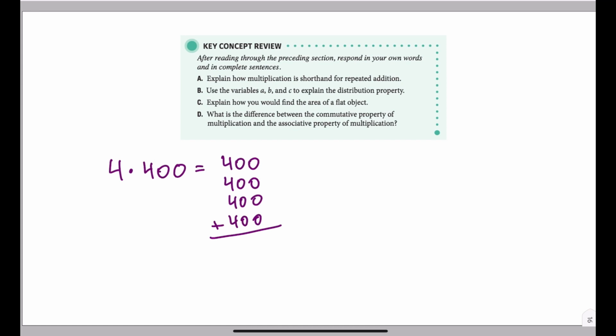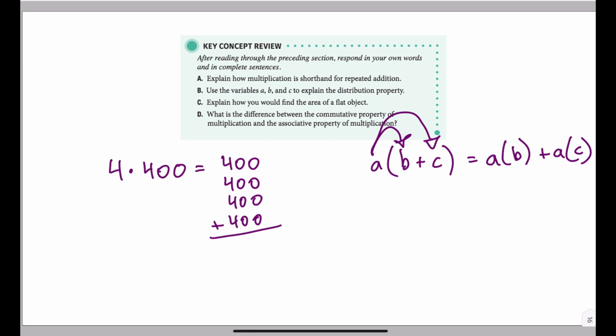Okay, use the variables a, b, and c to explain the distributive property. Well, it says if you have something and you're multiplying it by something else that is the sum of 2 other things, you can distribute the factor in front to the 2 terms inside parentheses. And as long as you multiply the first factor to each term, then your answer will remain equivalent. So this is A, this is B.